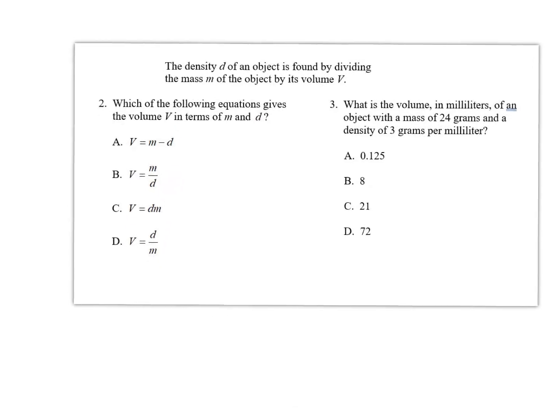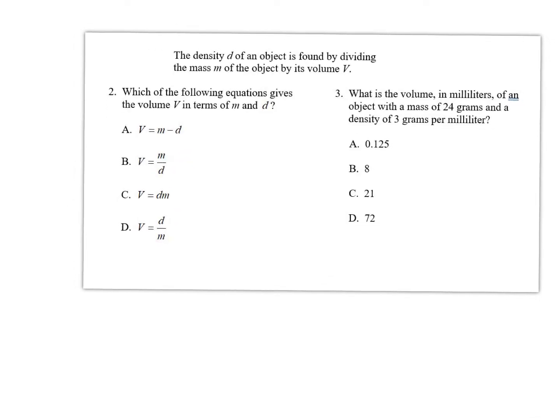Okay. The density of an object is found by dividing the mass, m, of the object by its volume, v. Which of the following equations gives volume in terms of m and d? So first off, we have to get the original equation that says density is equal to dividing mass by volume. Okay, so now in part 2, it says which of the following equation gives volume in terms of m and d? So it's asking to solve for v this time.